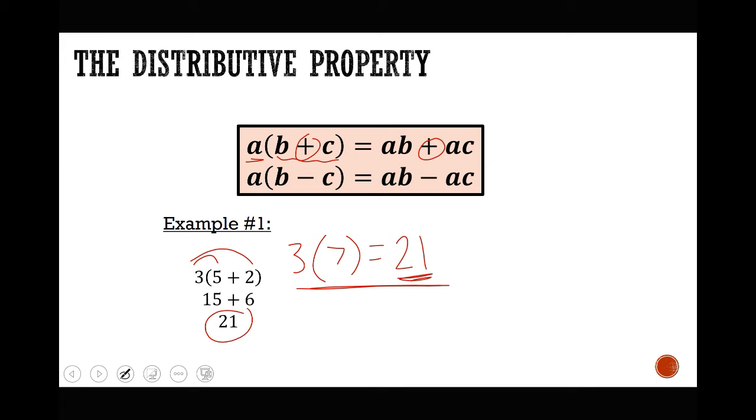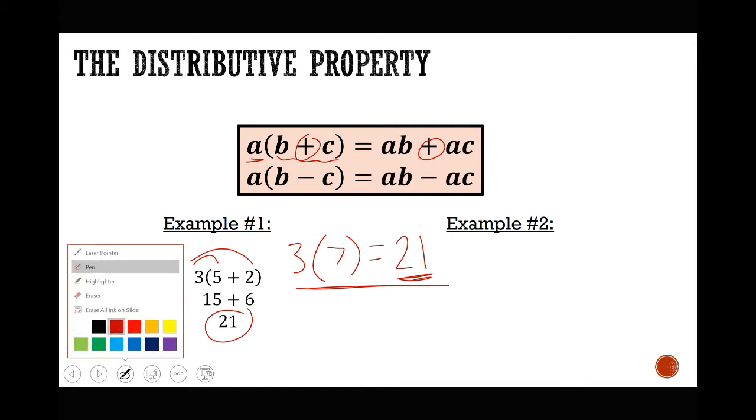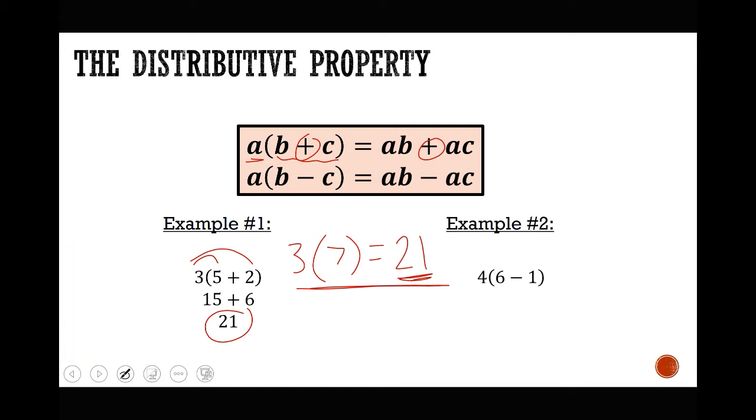Let's look at another example. Okay, so this one's subtraction. We have 4 times the quantity of 6 minus 1. So we say 4 times 6, which is 24. 4 times 1, which is 4. Keep that subtraction sign. And 24 minus 4 is 20.